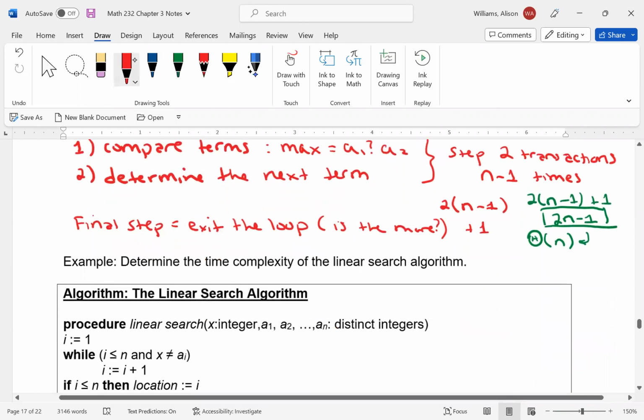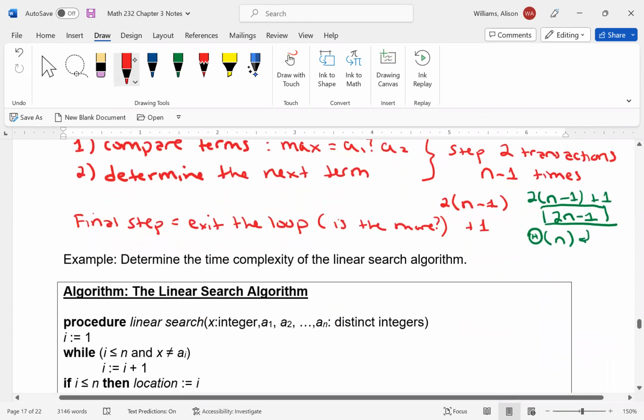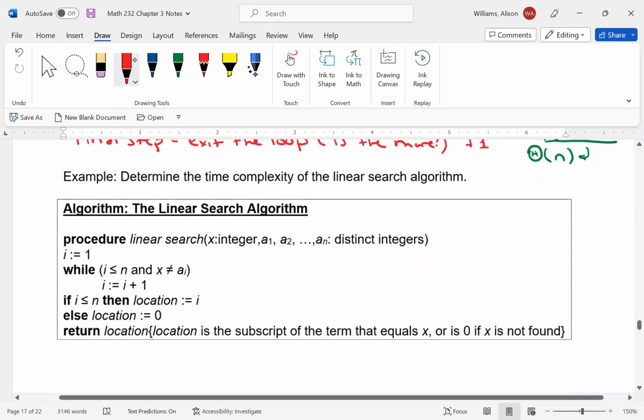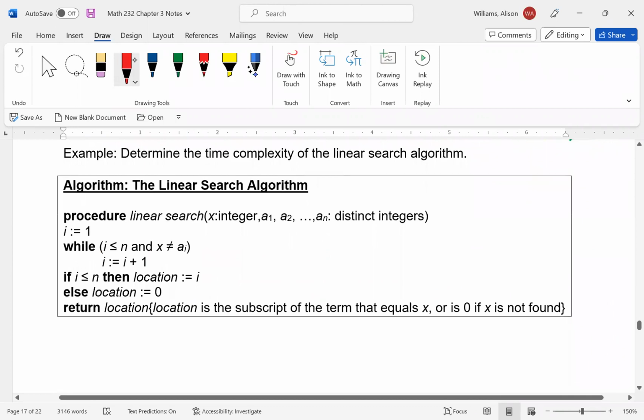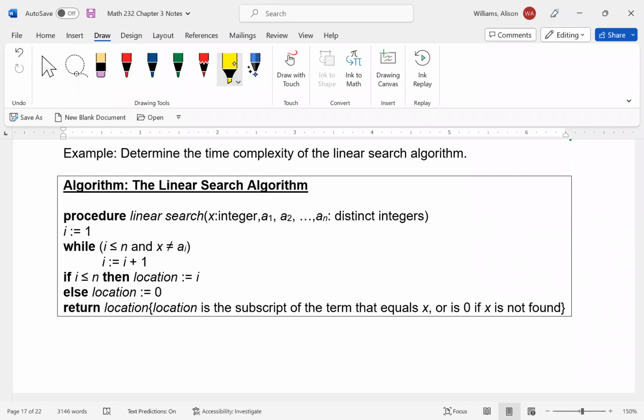Determine the time complexity for the linear search algorithm. This is the one where you're searching not for the maximum, but for a specific term. So you have this term you're after, this term you're trying to find, and we call the term X. That's the name of the term. X is this magic term that we're trying to find here. Either we find X or we don't.